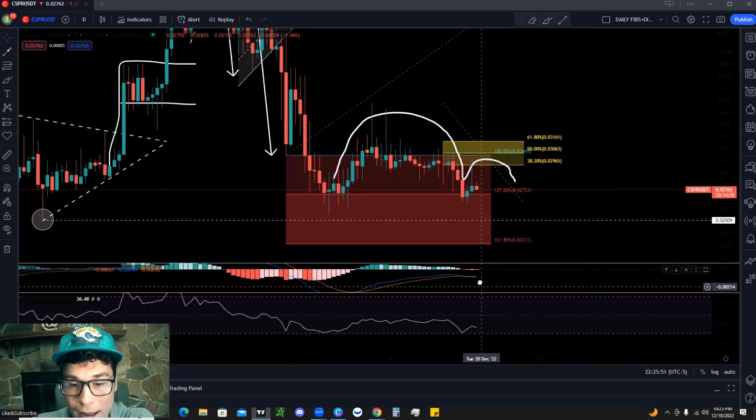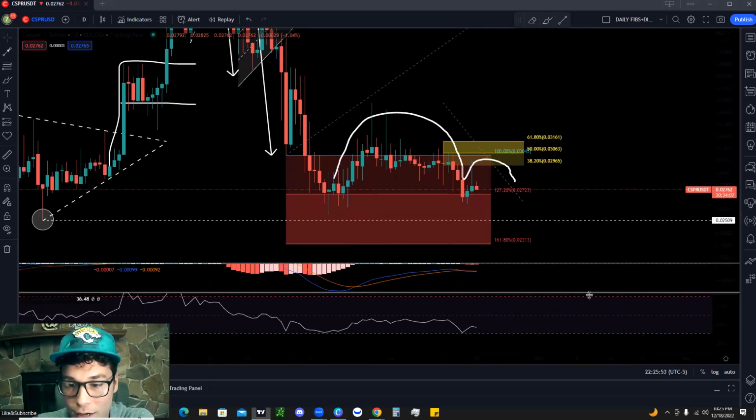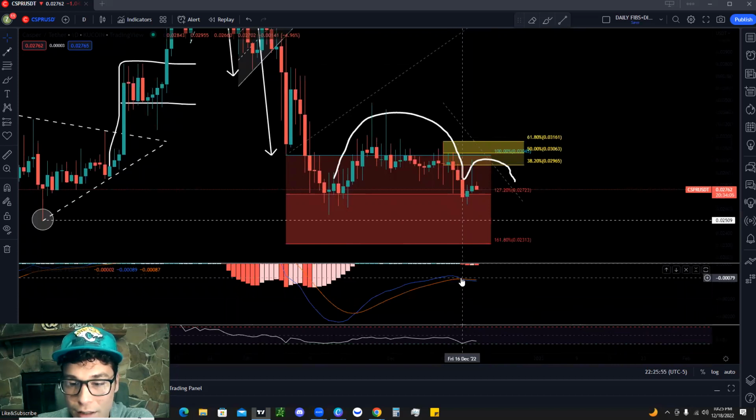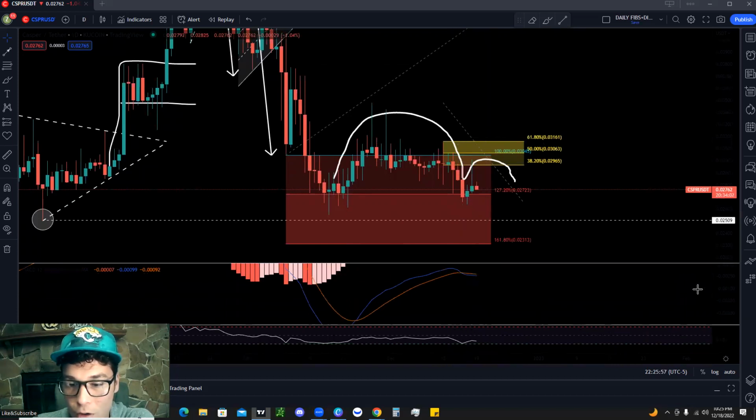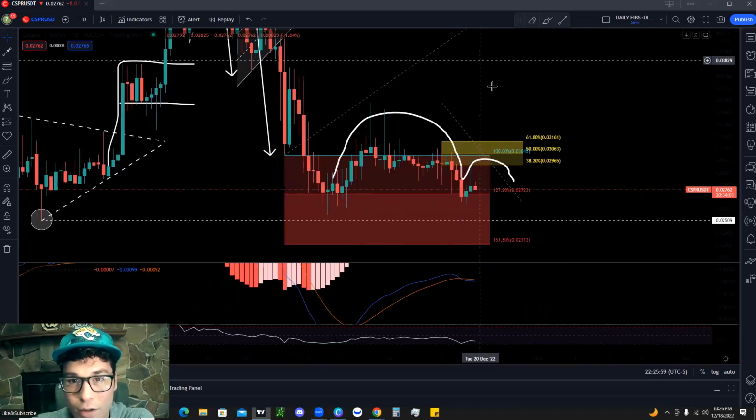Now, we can also look at our MACD. Our MACD does not look the best right now. It is curling slightly below our orange line, but I wouldn't call this a true sell signal yet. It's not really trading with any momentum, above or below.